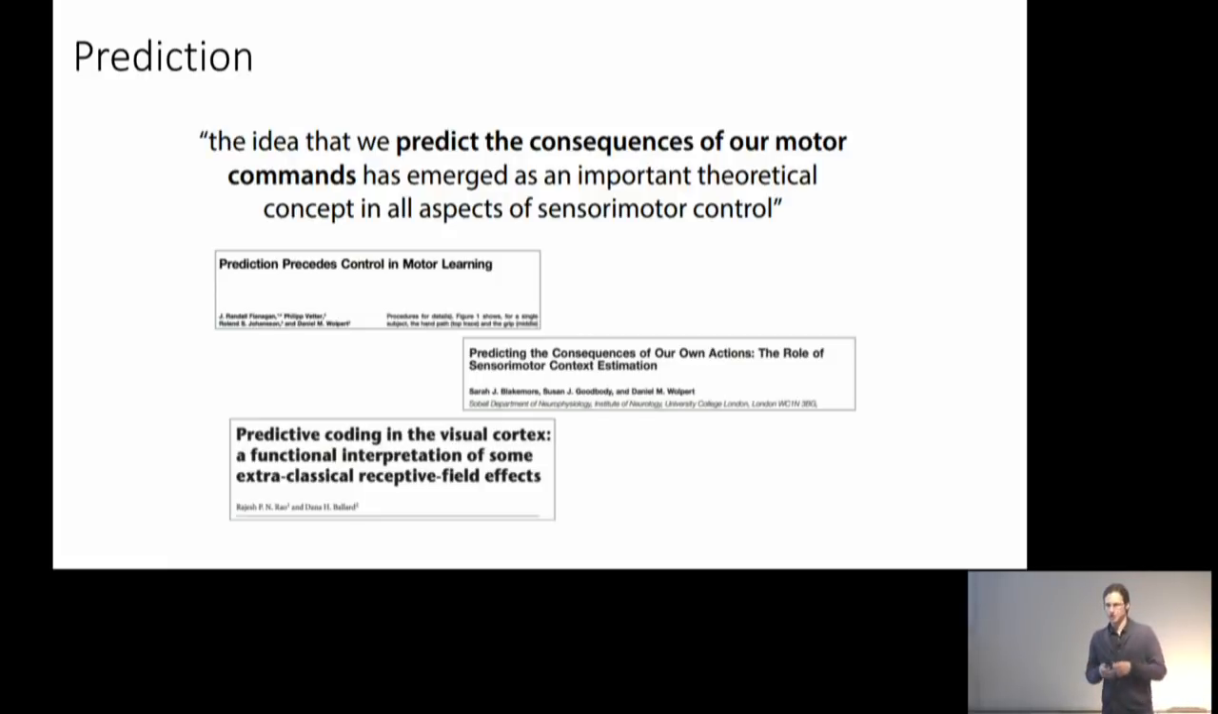Prediction. Predicting how the world is going to evolve in response to your actions. There's very good evidence that a lot of what we would ascribe to intelligent reasoning in humans is actually based on prediction. The idea that we predict the consequences of our motor commands has emerged as an important theoretical concept in all aspects of sensory motor control, and that makes perfect sense, because if you can predict what's going to happen next, conditioned on your current observations and actions, then you can plan. You can actually plan for things that you've never done before just by using your understanding about how the world works. And we'll discuss how we can do this when we cover model-based reinforcement learning.